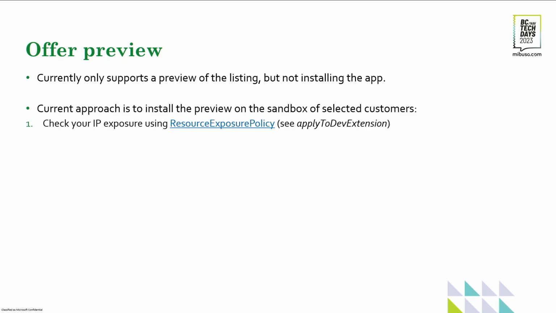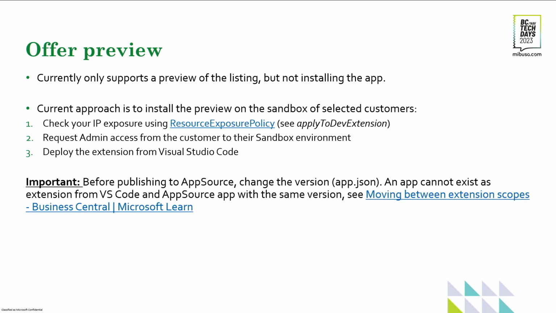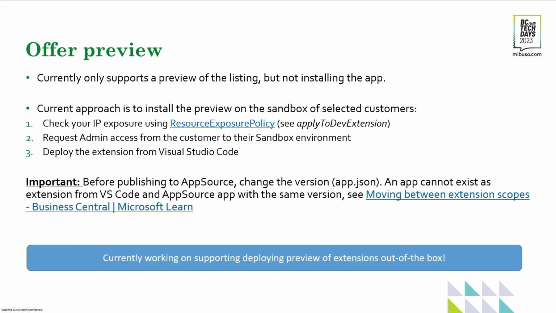So we'll remind you again, check your resource exposure policy. There is a dedicated field now to decide whether you want them to apply on dev extensions or not. And then you'll have to get access to the sandbox environments of your customer and then deploy your extension from Visual Studio Code. An important note is that once you've published your app on the customer environments, when you're going back to Partner Center to publish your app in AppSource, you'll have to change the version number because we currently do not support having the two of them, like apps deployed from VS Code and from AppSource, with the same identity and same version.